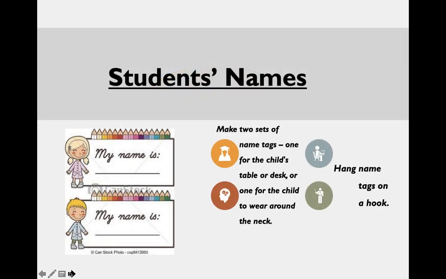There is another component, which is students' names. You can make two sets of names, let's say names on tags for a child, or on the table or desk, the student's desk. Students can also choose, for example, to wear a tag on their neck, on which their name is highlighted, especially if they are new to you.